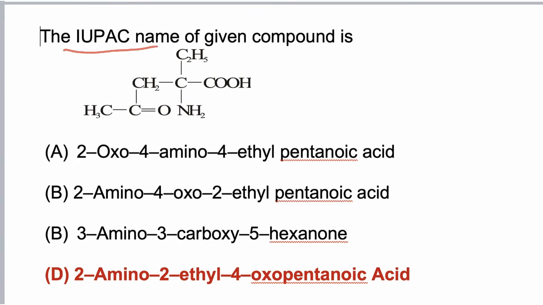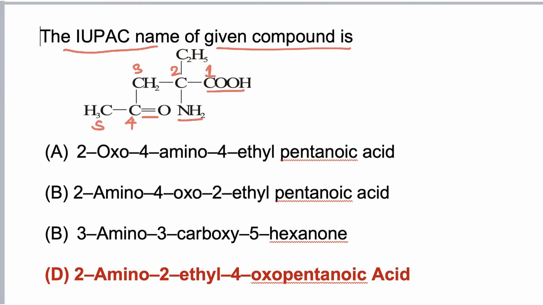In this question, we have to write the IUPAC name of the given compound. So first we have to identify the principal functional group. Now the molecule has COOH, NH2 and ketone. But according to priority order, COOH is at the top. So COOH is the principal functional group, and we have to start numbering from the carbon of COOH. So 1, 2, 3, 4 and 5 carbon atoms are present in the principal chain.